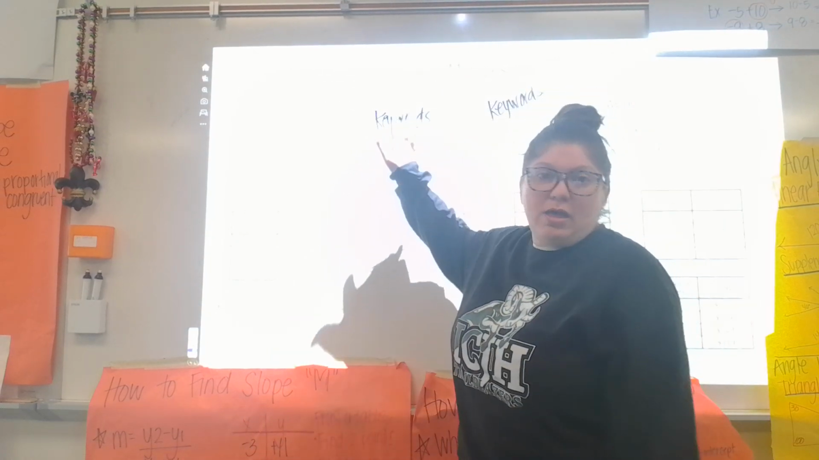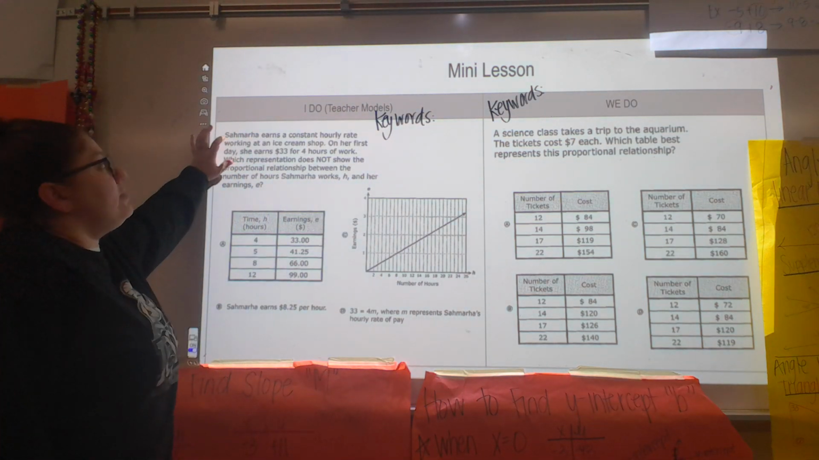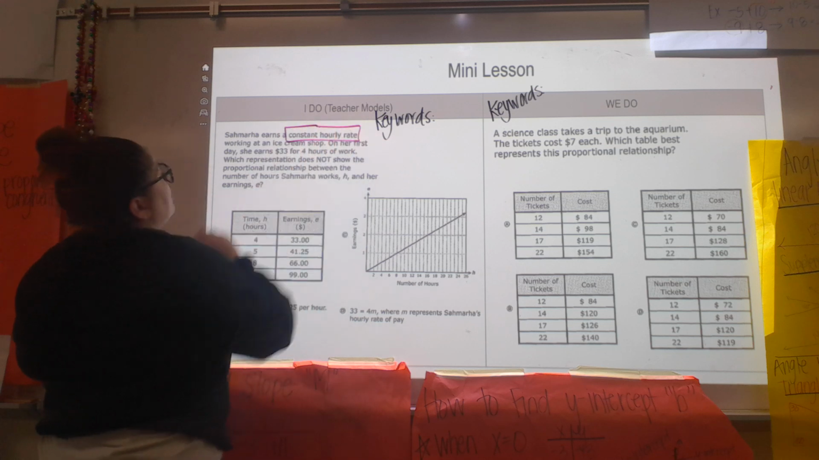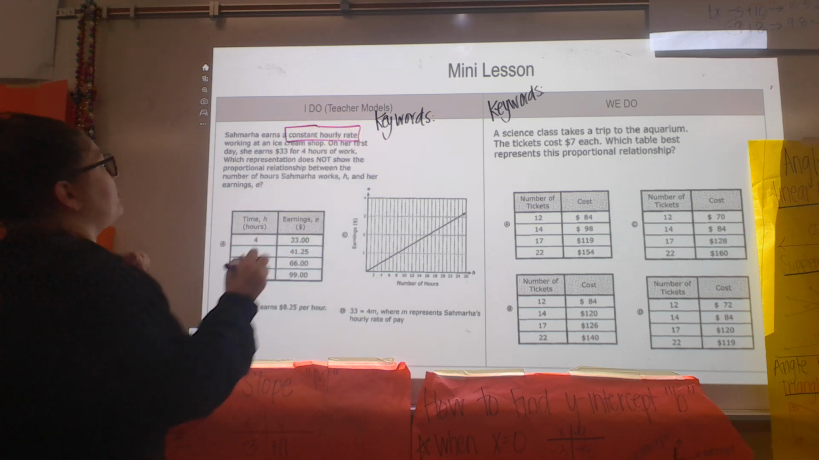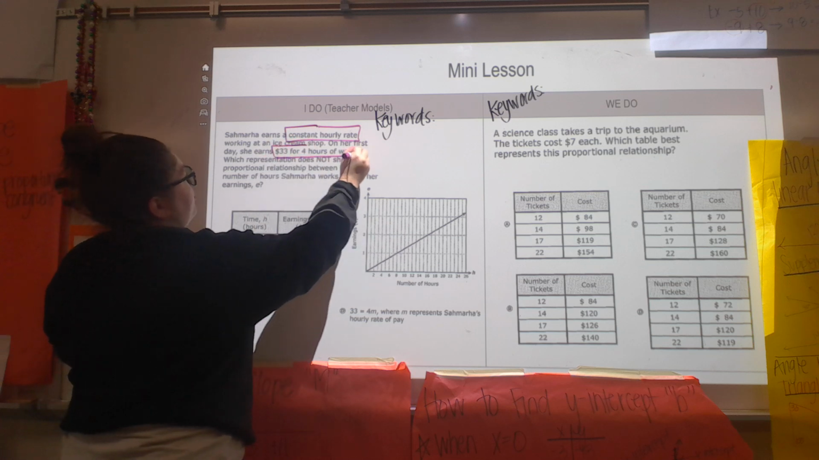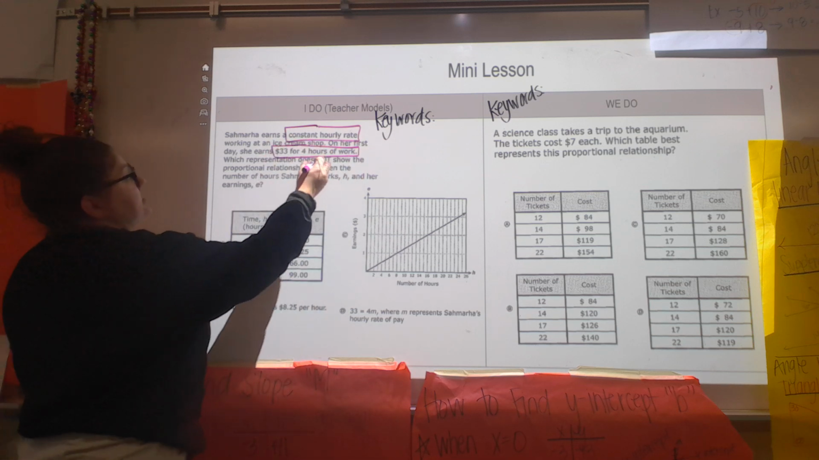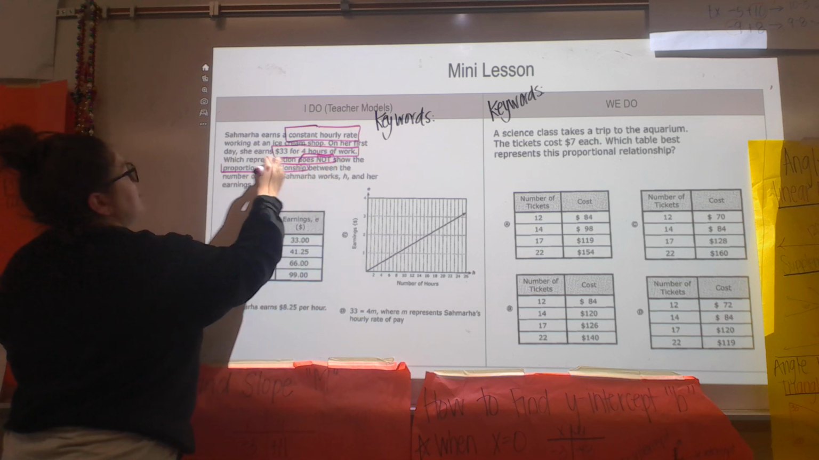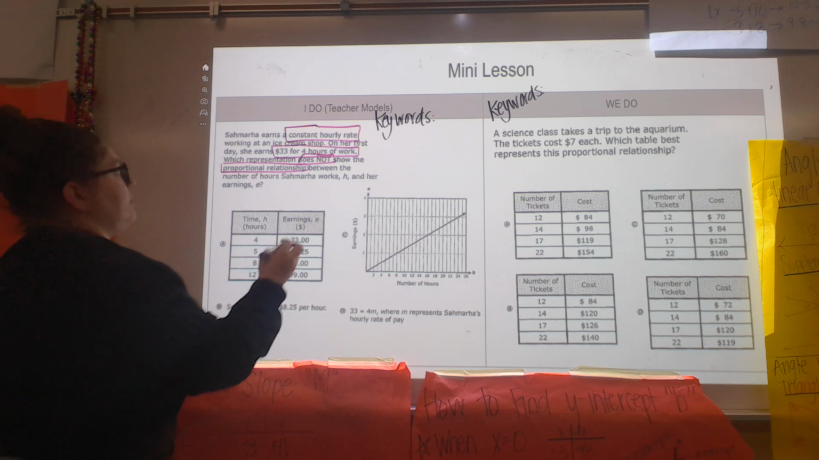All right, screen. There we go. So Samara earns a constant hourly rate working in an ice cream shop. On her first day, she earns $33 for 4 hours of work. Which representation does not show a proportional relationship between the number of hours Samara works, H, and her earnings?